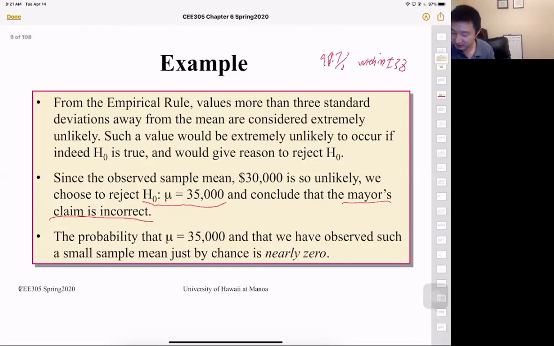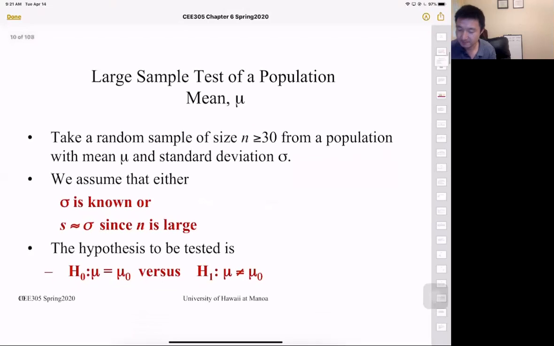All right, so this is an example of a hypothesis test. For this section, we talk about the large sample test for a population mean. If the sample size is larger than or equal to 30, with mean value mu and standard deviation sigma: if sigma is known, we use sigma, the population standard deviation. If sigma is not known, we can use S, the sample standard deviation, for sigma.